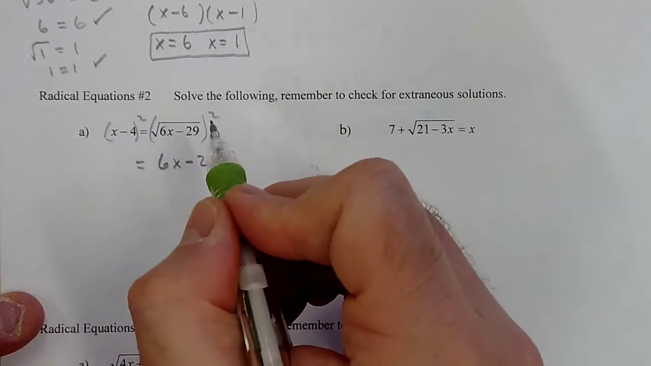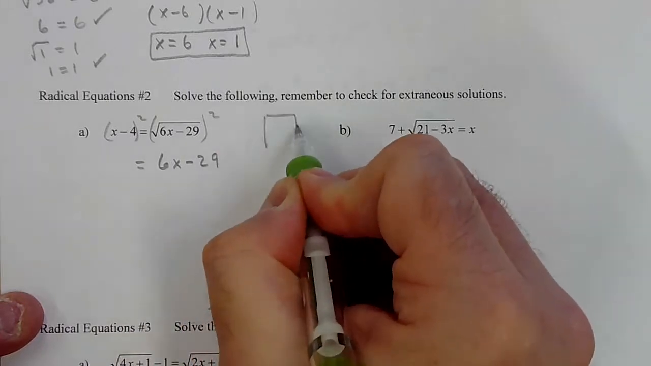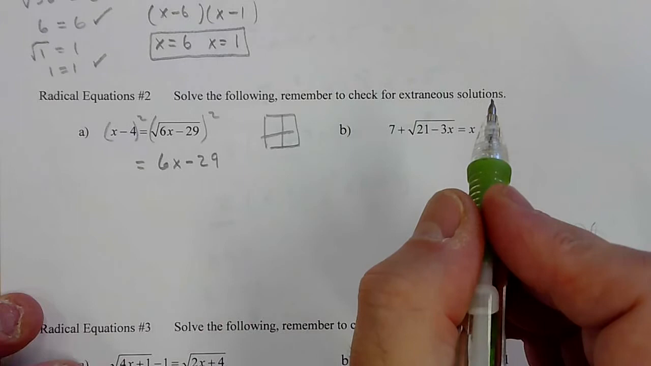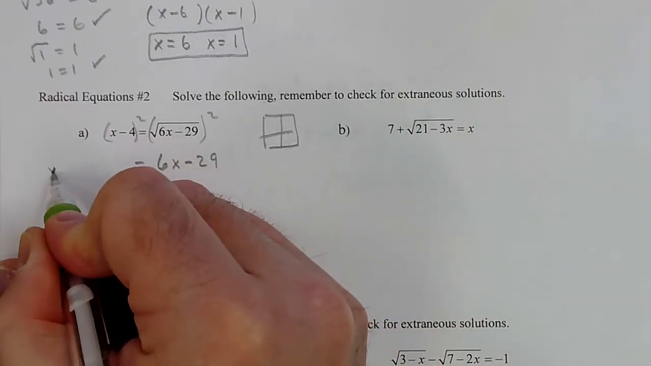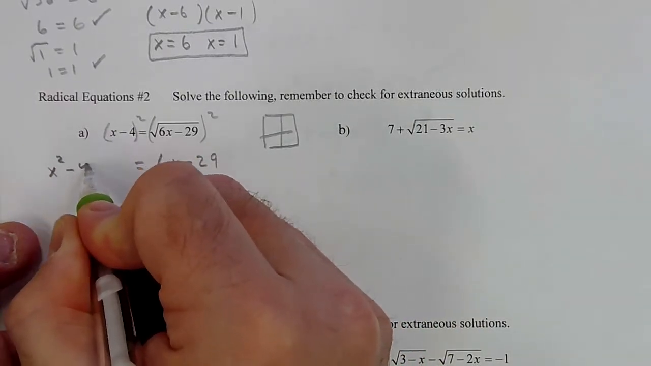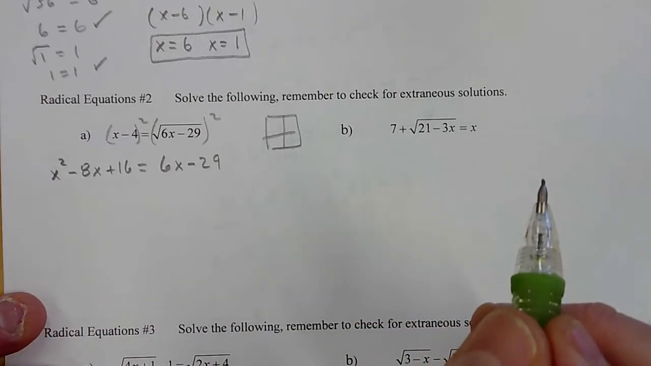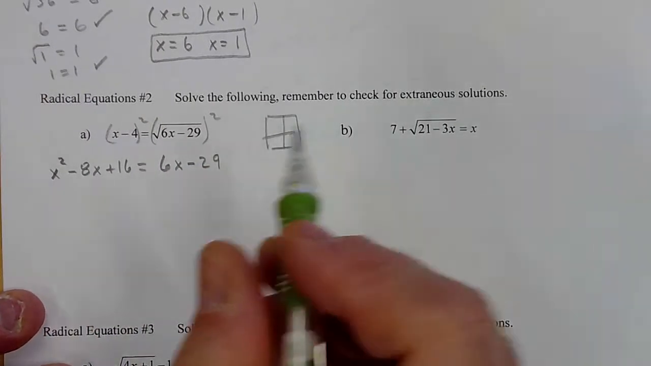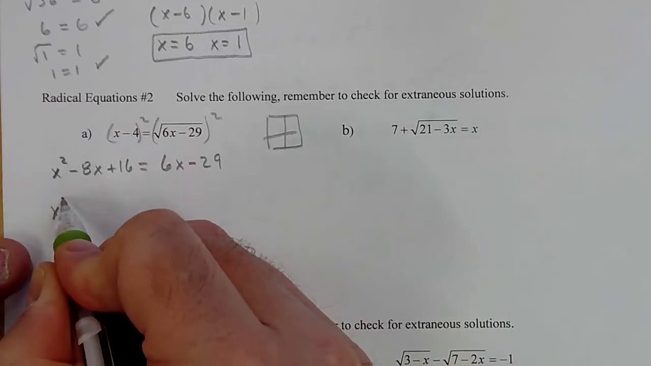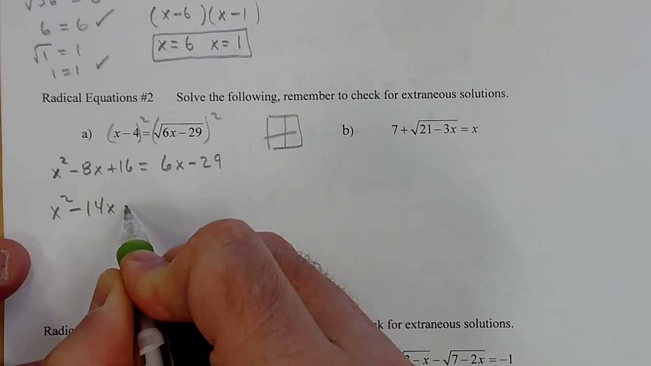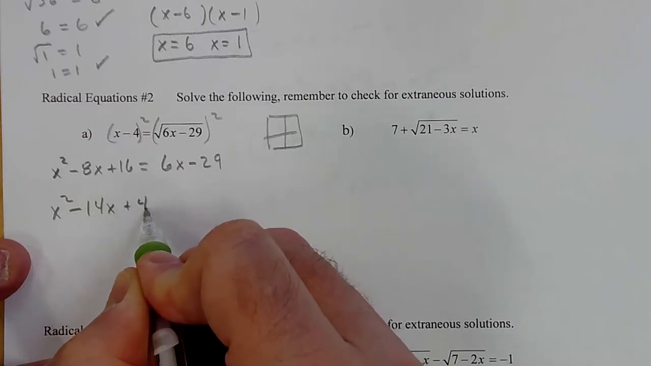And that requires us to do some foiling. If you are a generic rectangle type of person, use a generic rectangle. If you know how to do x minus 4 times x minus 4, jot that down. We're looking at x squared minus 8x plus 16. And then we're going to move everything over to the left side here. So subtract that 6x, add that 29. What is that going to get us? 45.